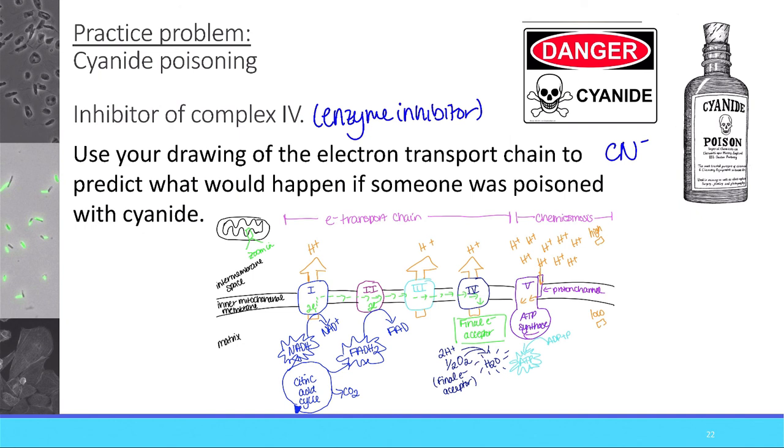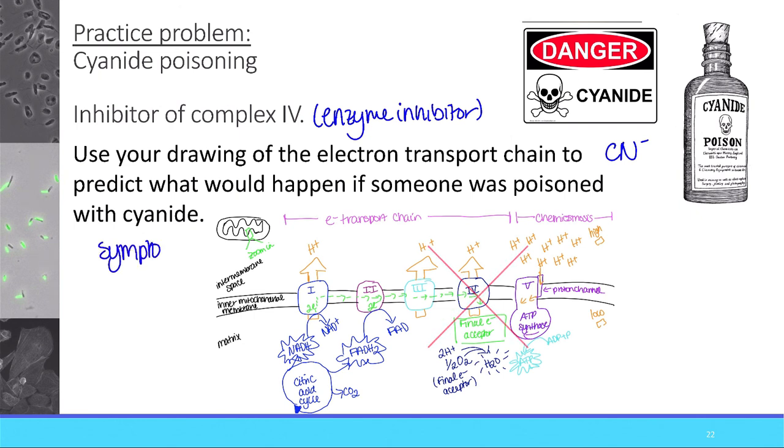Again, see if you can use your drawing of the electron transport chain to predict what would happen if someone was poisoned. Much like our previous practice problem, this is affecting the same complex. Rather than affecting the complex by not having a final electron acceptor, we have a final electron acceptor, so you can still have oxygen, but complex 4 is broken, which means that enzyme activity is now stopped, so it cannot pass along those electrons to the final electron acceptor. Just like in our previous practice problem, everything gets backed up. So we stop the electron transport chain, we can't synthesize any ATP, and so the way that cyanide poisoning works is by breaking that enzyme.